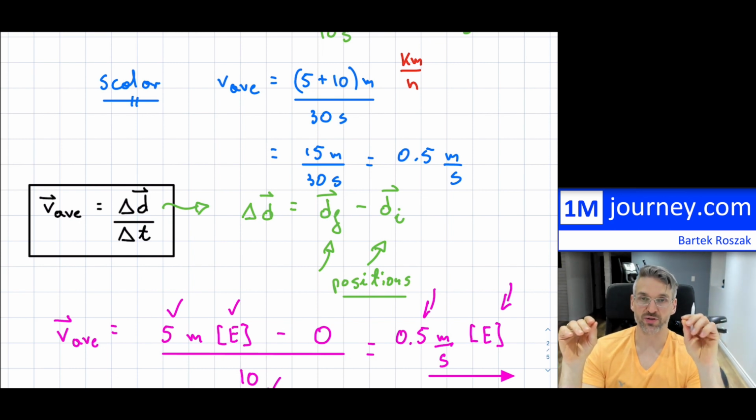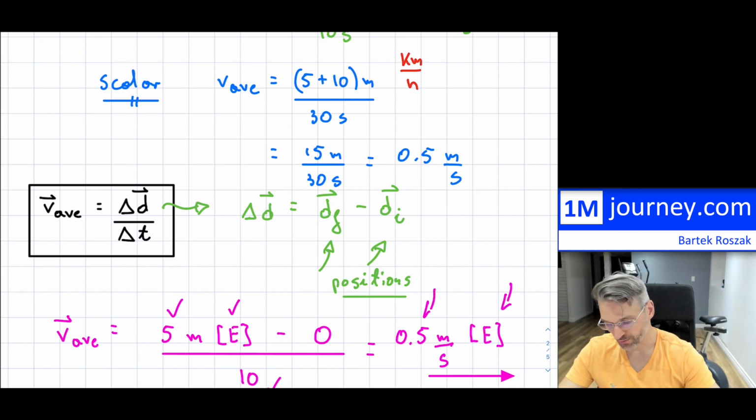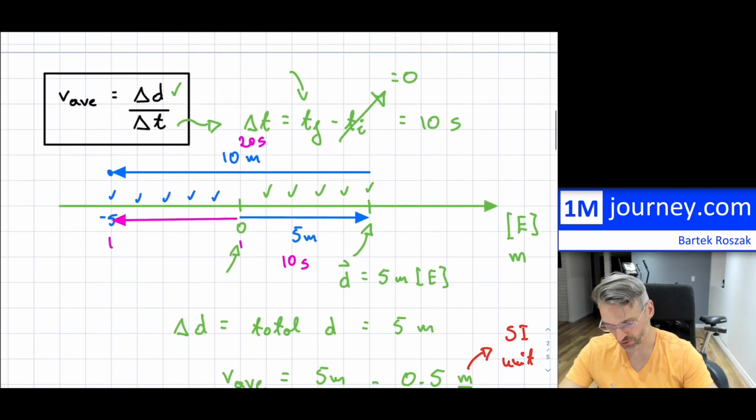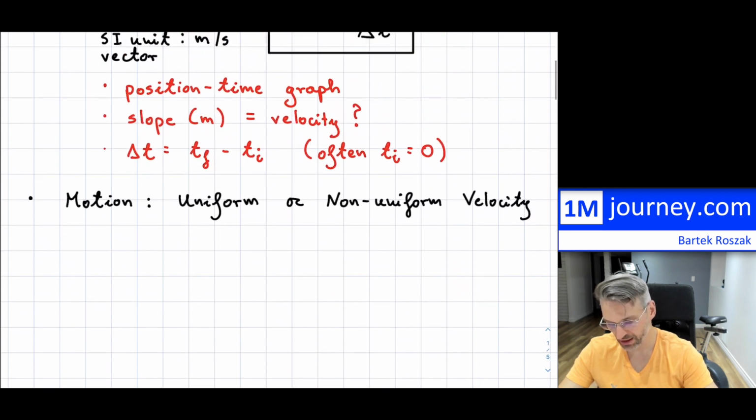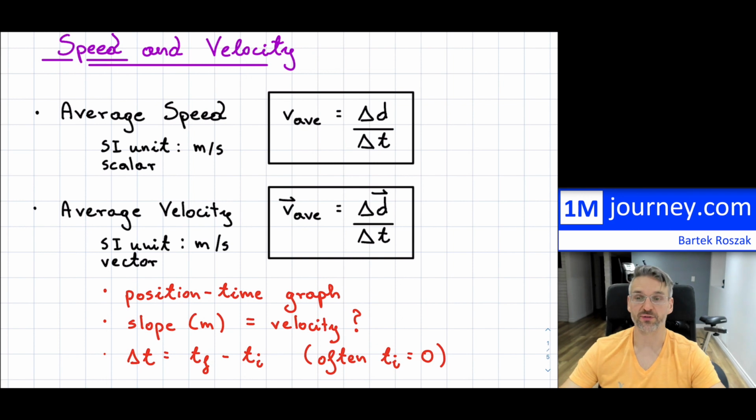Velocity is always interested in the displacement that you have, and it also carries a particular direction that you would be going into. So be careful when you do that. All right, so those are the two definitions of speed and velocity. So definitely a big difference between them on the vector side.